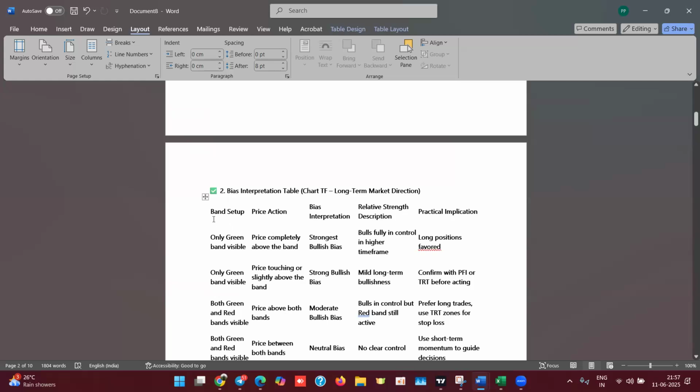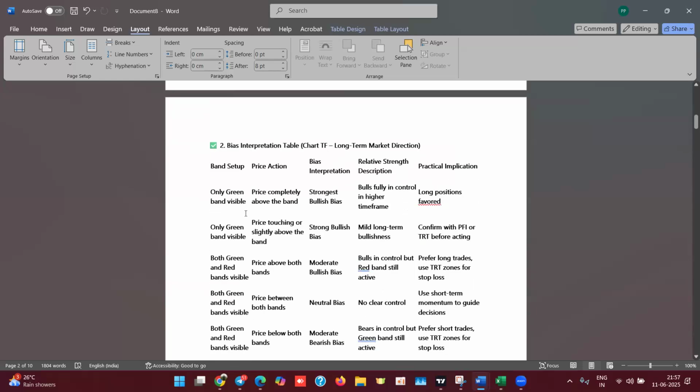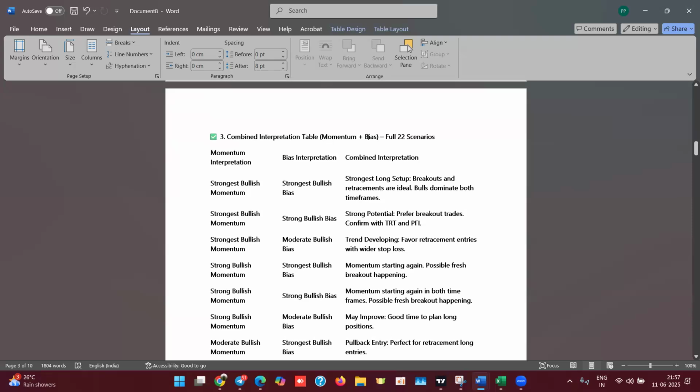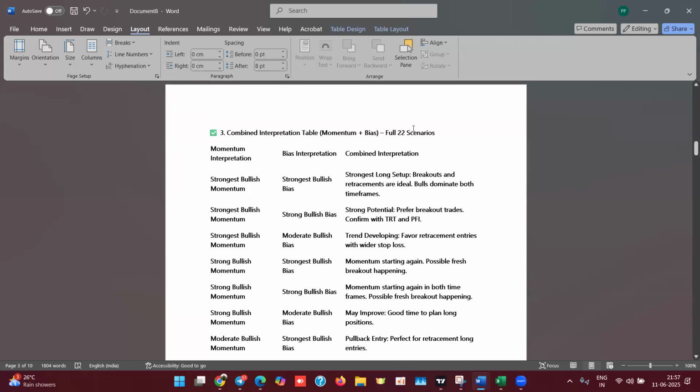So if we are checking 64 conditions, we will not be able to analyze anything. What I have done is I have taken top 3 bullish with top 3 bullish on momentum and bias, created one interpretation, 9 interpretations for bullish scenarios, 9 for bearish scenarios, and 4 for neutral scenarios. So these are combined interpretations. I have made one separate table. There are a total of 22 scenarios, 9 for bullish, 9 for bearish, total 18, and 4 sideways.